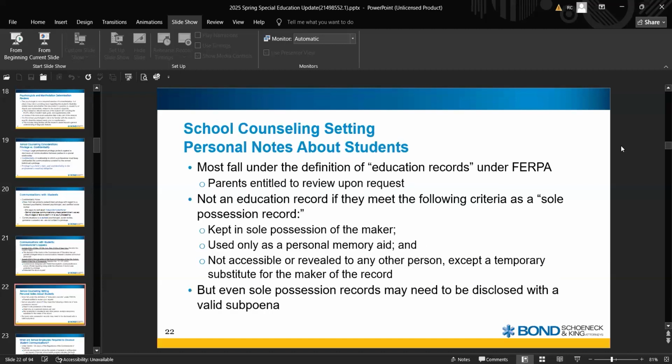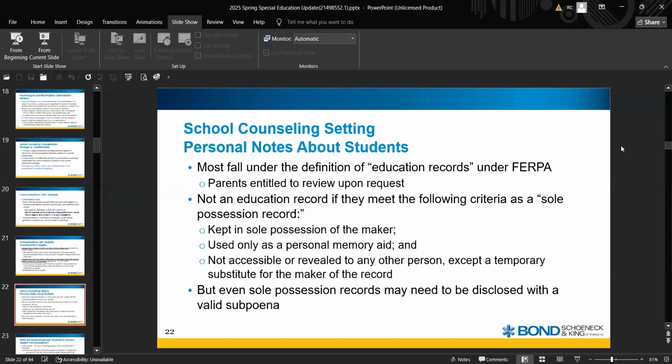Typically, counseling notes would be an education record under FERPA, which means that if the parent asks to see them, they're entitled to, because they're entitled to review records. The only exception to that is if it's a sole possession record, which means that it's kept in the sole possession of the maker, used only as a personal memory aid, and not accessible or revealed to any other person except maybe a substitute. So when I was keeping counseling records of my students, I wrote them with the understanding that it was an educational record and parents could see them if they wanted to.